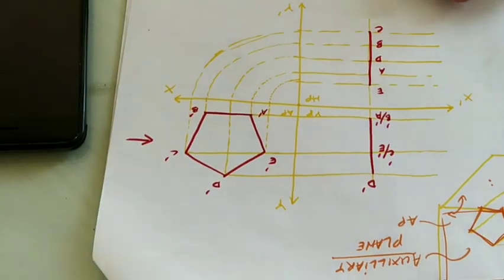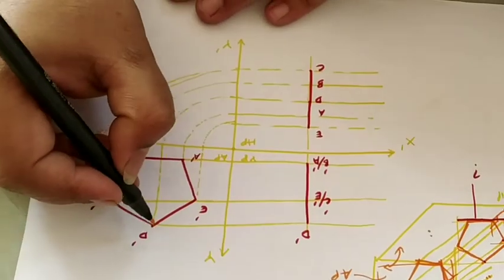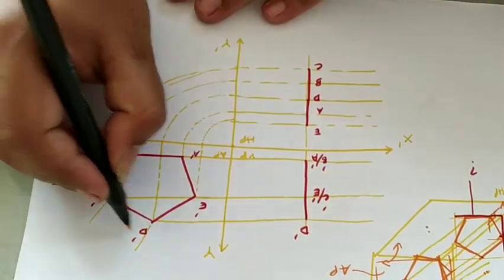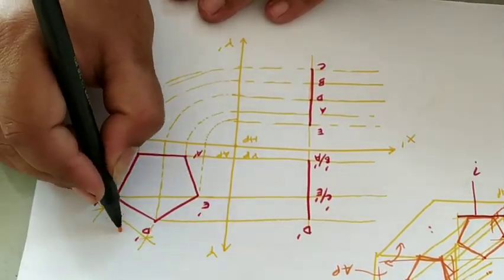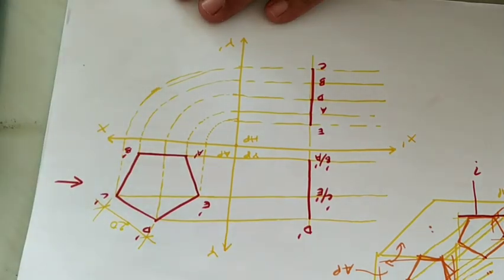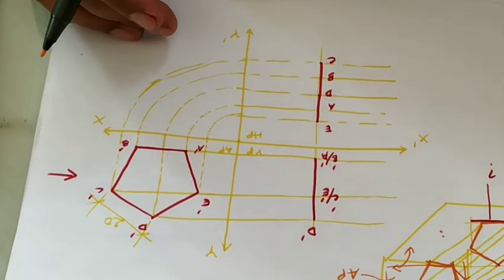So this is done. The measurement of the pentagon will be written here on the auxiliary plane. This is side 20 mm. So this solves problem 5.